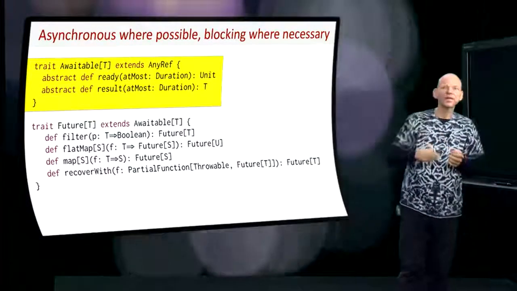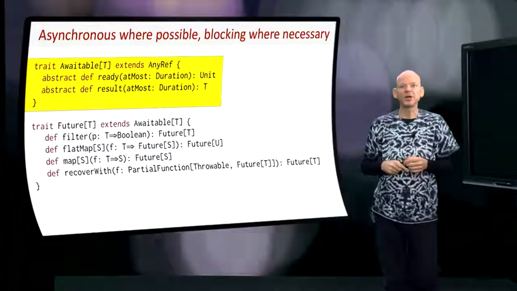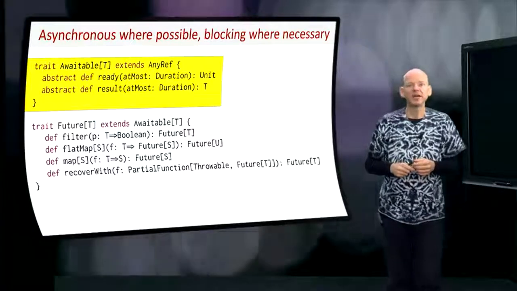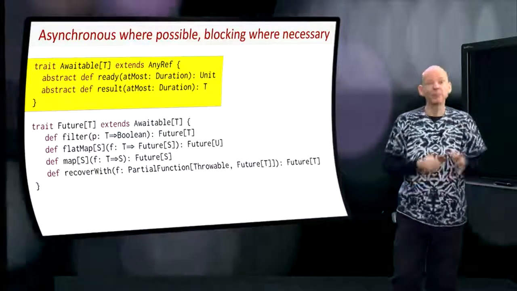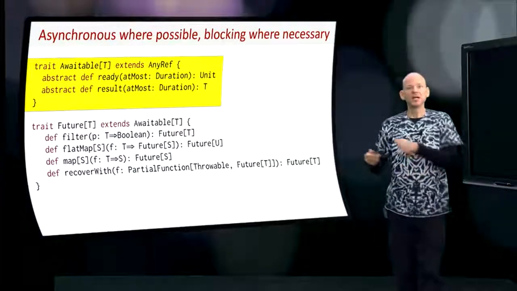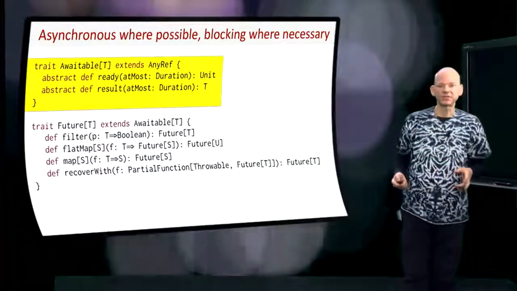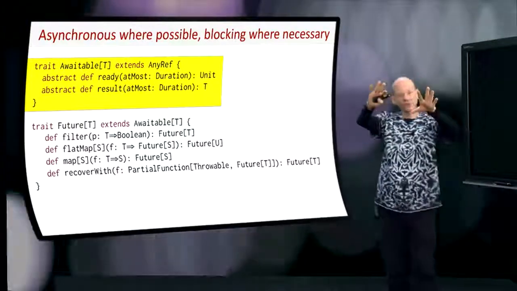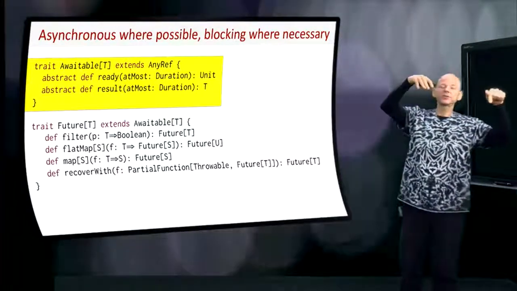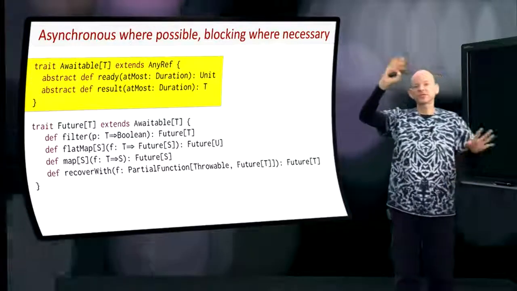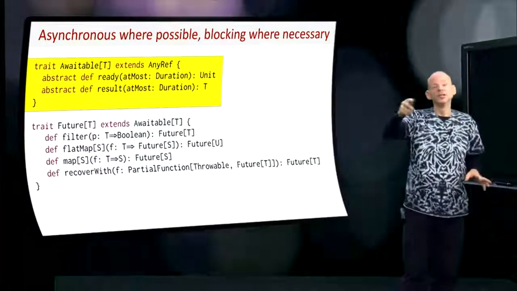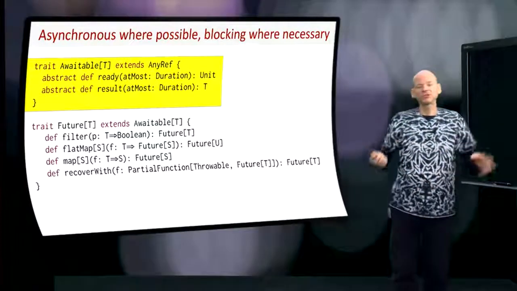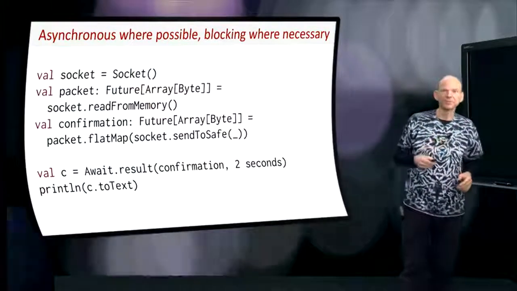So there's this special trait here, Awaitable, and that has these two functions in here that will allow you to block on a future with a timeout duration. So don't use this in production code. If you see one of your colleagues use this while you're doing a code review, you should scream bloody murder. You should never use this, only in small demos and little scripts.